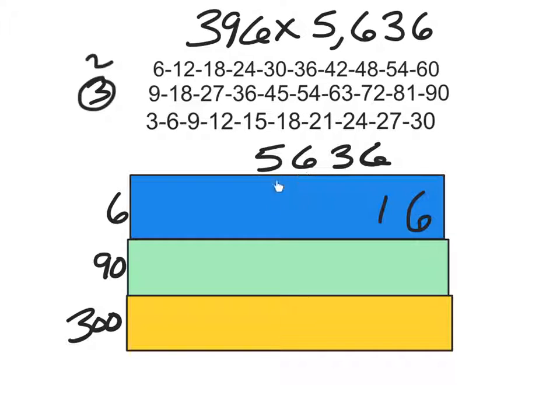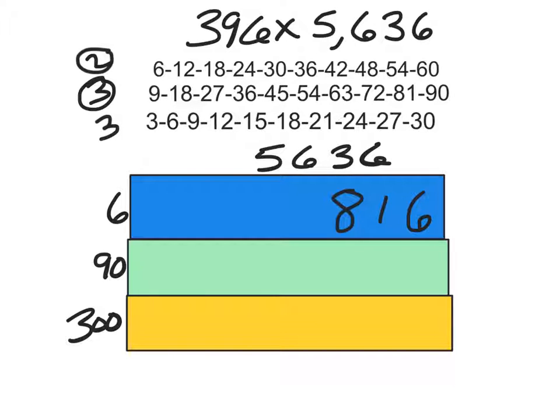6 times 6, 1, 2, 3, 4, 5, and 6 is going to give me 36. Plus this 2 here will give me 38. I'm going to drop the 8, carry the 3, and move along. 6 times 5, 1, 2, 3, 4, and 5 gives me 30.